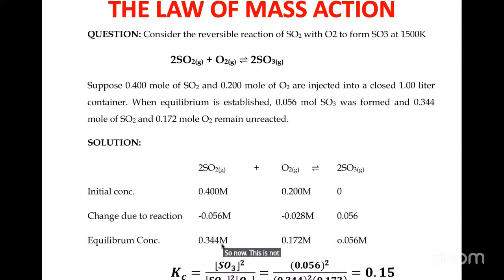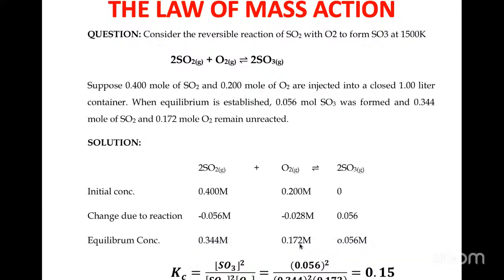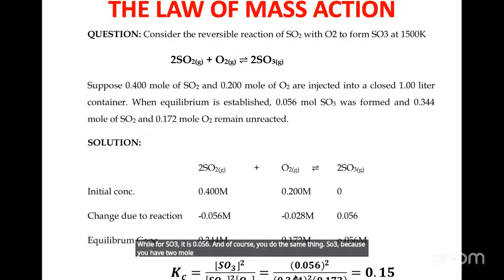The equilibrium concentration for SO2 is 0.344. For SO3 is 0.344. For O2 is 0.172, while for SO3 it is 0.056. And of course, you do the same thing. SO3, because you have 2 moles, SO2 you also have 2 moles, oxygen you have 1 mole, and of course that's going to be the final answer.